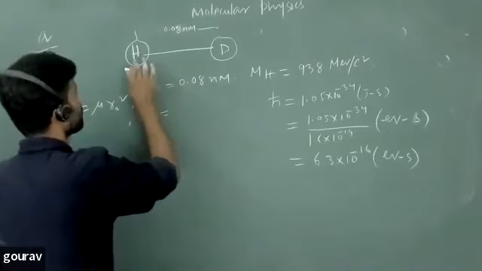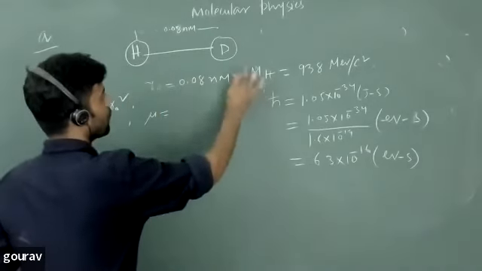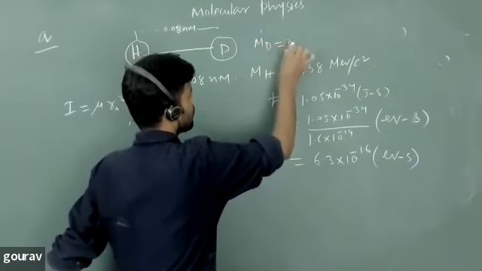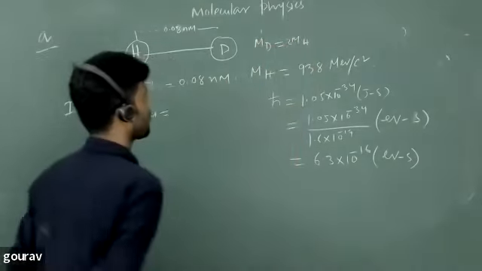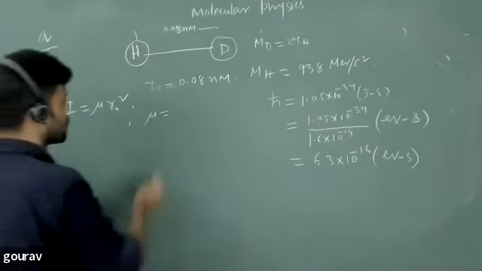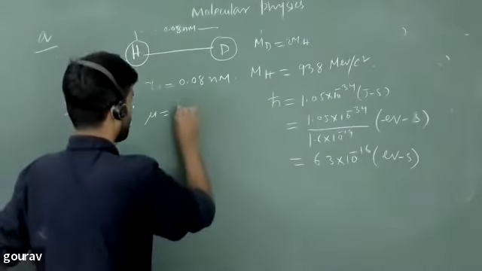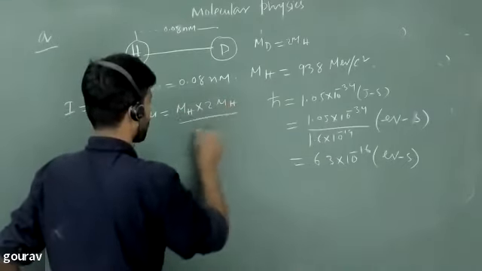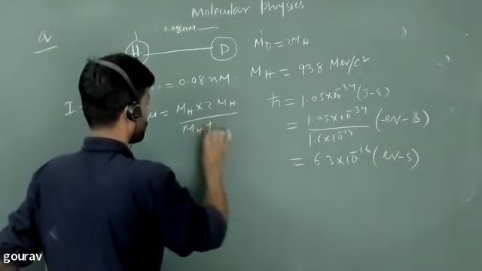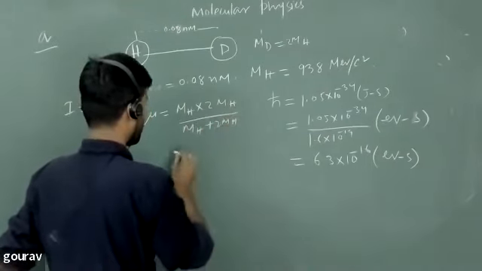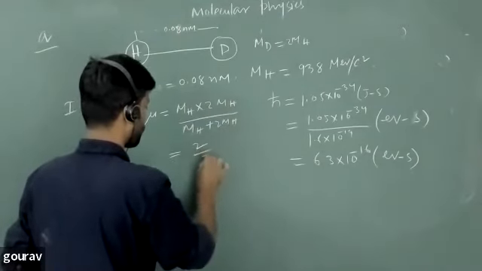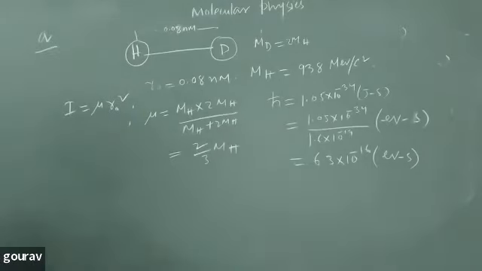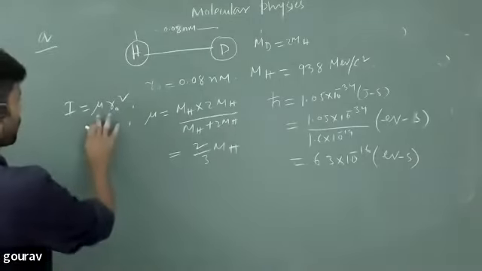So if the mass of hydrogen is this, obviously for deuterium the mass of deuterium will be twice the mass of hydrogen, right? This thing we know. So if you calculate that reduced mass, it will be mH into twice mH divided by mH plus twice mH. If you calculate it, you will simply get 2 by 3 mass of hydrogen. So this thing we have calculated.